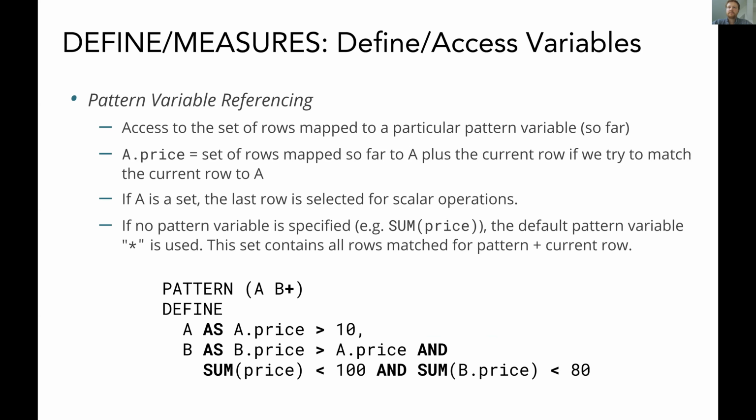And just another functionality is that we can also not prefix fields with pattern variables. So we can, for example, say just sum the price, and that will just mean that we get that price field from the default pattern variable, which is a star, which is just expanded to all pattern variables. So basically, sum price means that we want to calculate the sum of all rows mapped to the current match plus the current row.